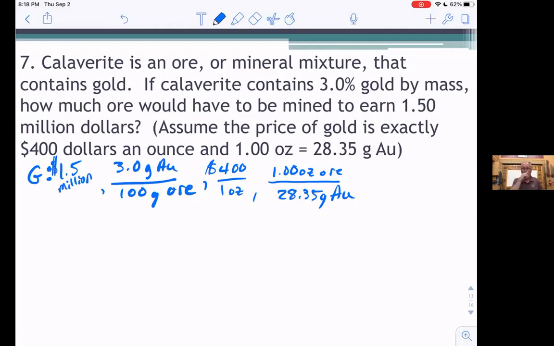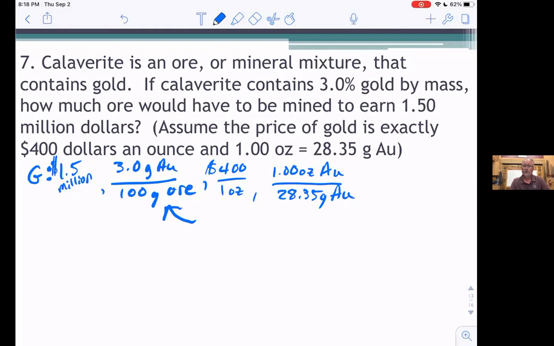So, excuse me, what did I just do? That's not an ounce of ore for gold. It's 1 ounce of gold. 1 ounce of gold is 28.35 grams of gold. Sorry about that. That's just a conversion factor, that 1 ounce is going to be that amount. So what I'm going to end up needing at the very end is the amount of ore, the mass of the ore. This is going to be my last little conversion factor I'm going to use, and I'm actually going to flip it.